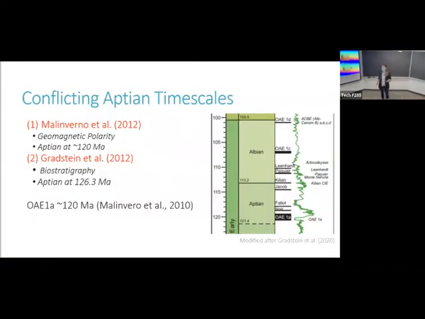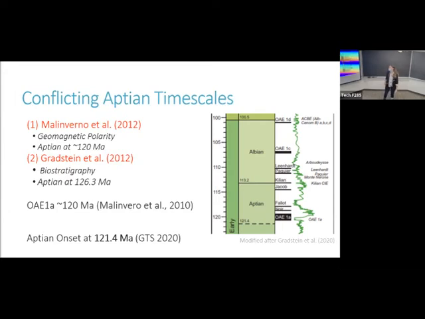So why is there this need to reevaluate the Aptian timescale? Currently in the literature, there are two conflicting timescales. One is placing the onset of the Aptian at roughly 120 million years ago, and the second 5 million years after that. OAE 1A is constrained to roughly 120 million years ago. So this is problematic, because depending on which timescale you're referencing, OAE 1A doesn't even occur in the Aptian. So this brought this need to refocus some attention on the Aptian timescale.